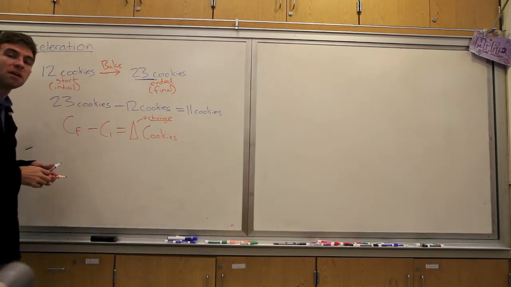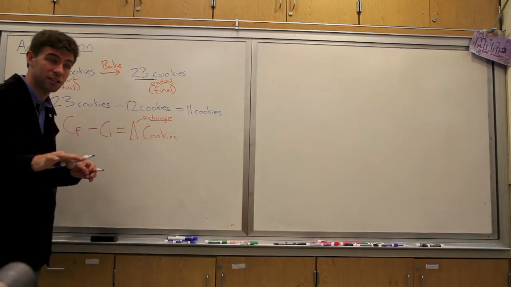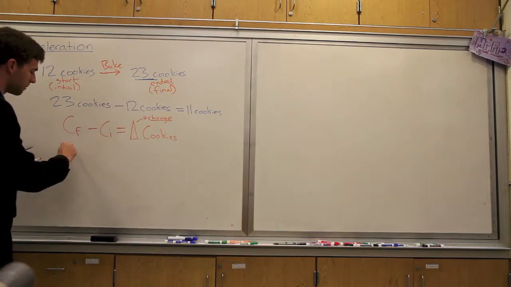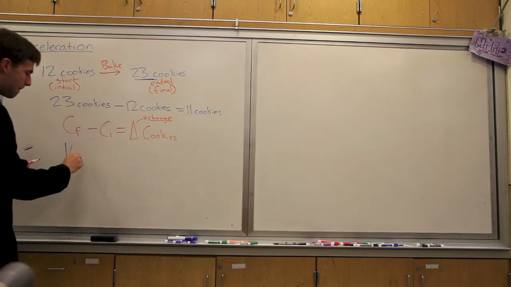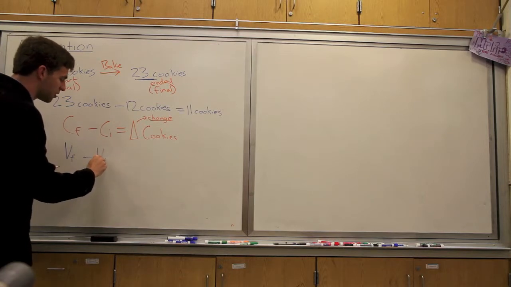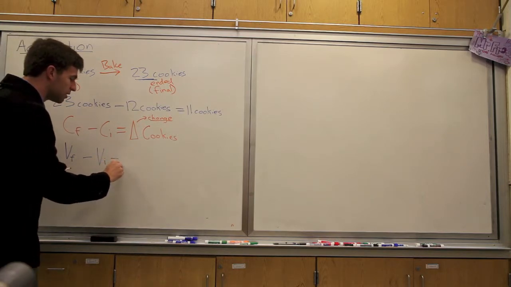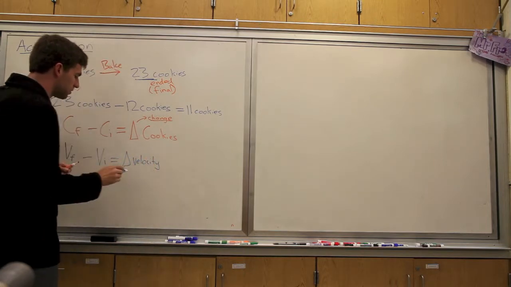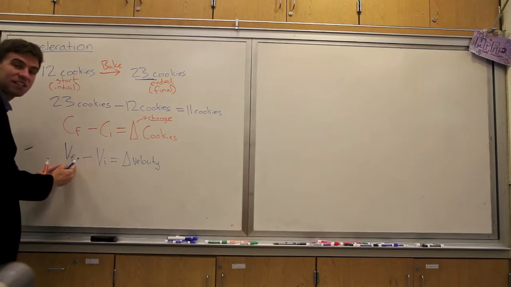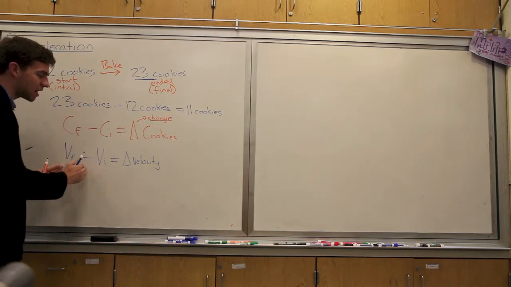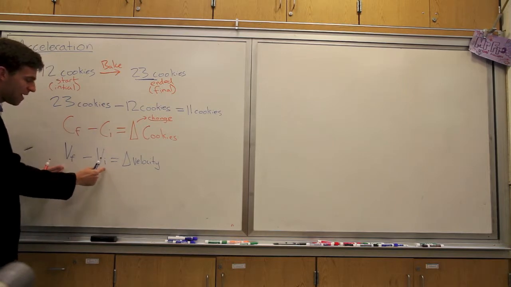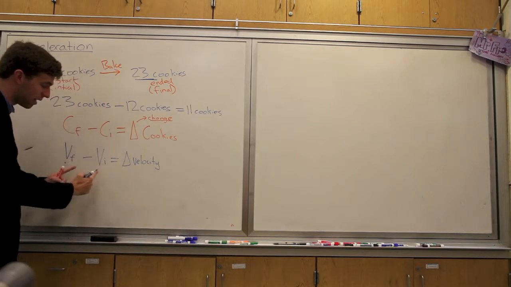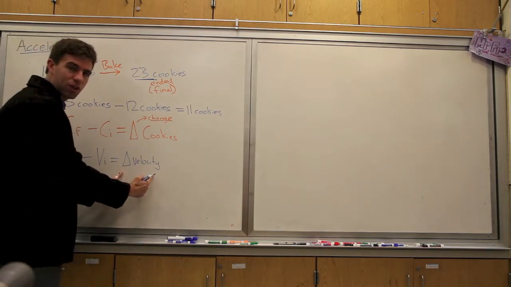So if you wanted to talk about change in velocity, it is going to be velocity final minus velocity initial is equal to change in velocity. So we're saying, how much velocity did you end with? Let's take away what we already had at the beginning, and then we'll know how much it changed between these two. So velocity final, what you ended with, minus velocity initial is going to give us change in velocity.